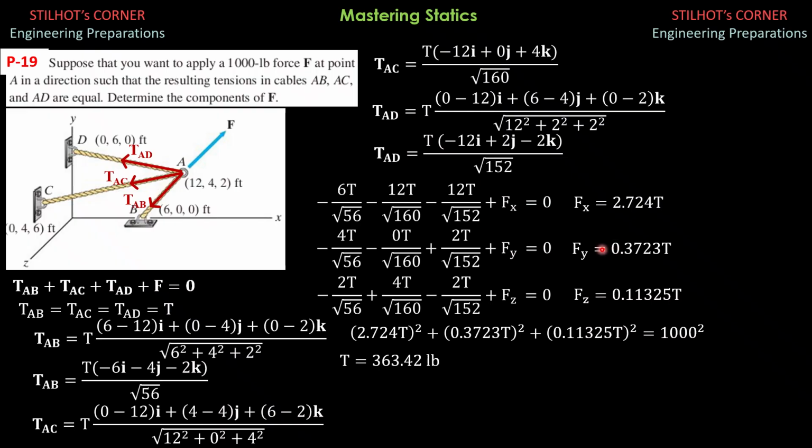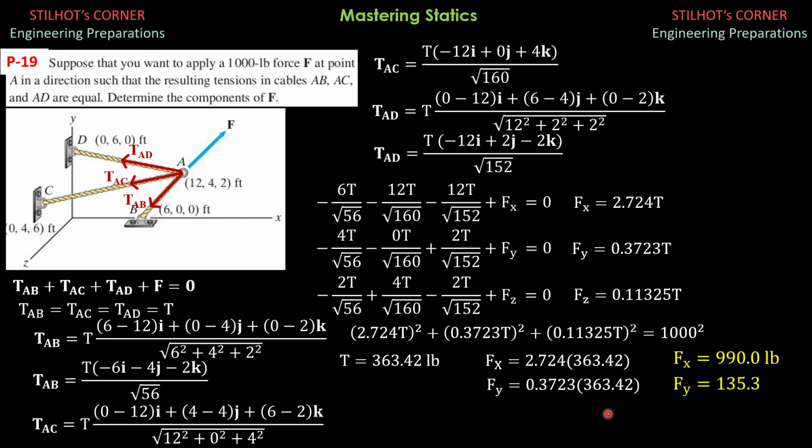So Fx is 2.724 times 363.42, and that's equal to 990.0 pounds. That's the x component of F. The y component of F is 0.3723 times 363.42, and that's equal to 135.3 pounds. Then for the z component, 0.11325 times 363.42, and that's equal to 441.16 pounds. So that's it for this problem.